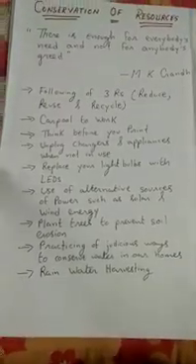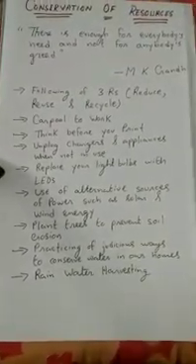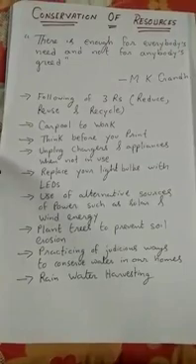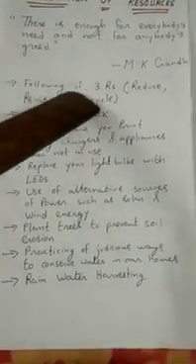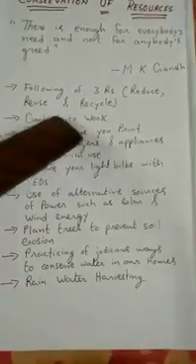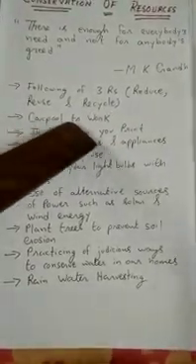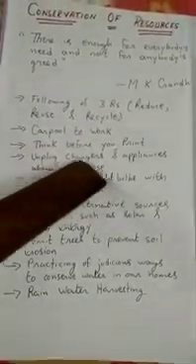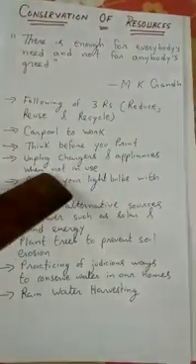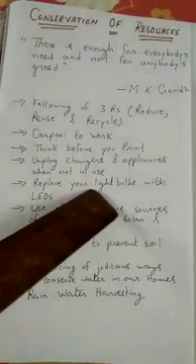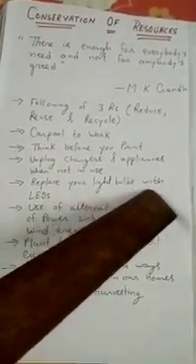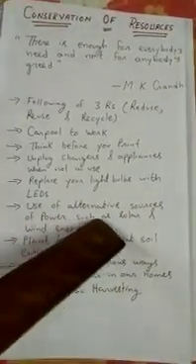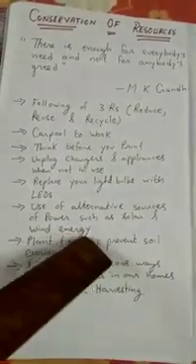Let us see what conservation of resources is. What are the small things we can do so that we can conserve our resources? Following the 3 R's: reduce, reuse, and recycle. Carpool to work. Think before you print. Unplug chargers and appliances when not in use. Replace your light bulbs with LEDs. Use alternative sources of power such as solar and wind energy.